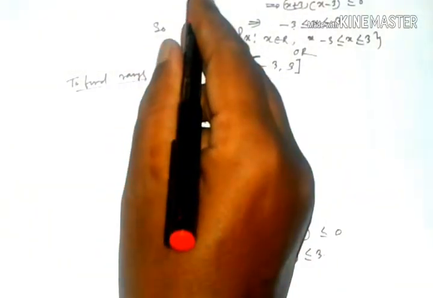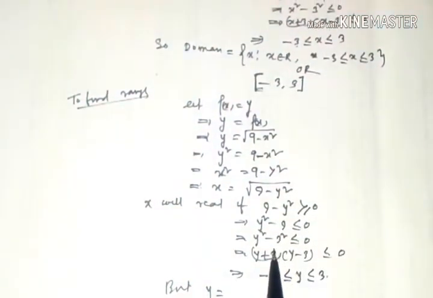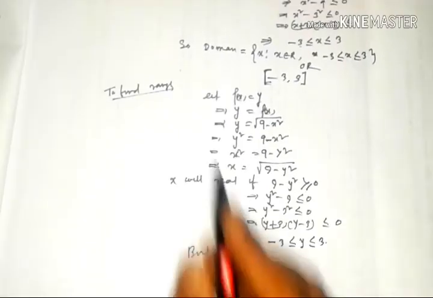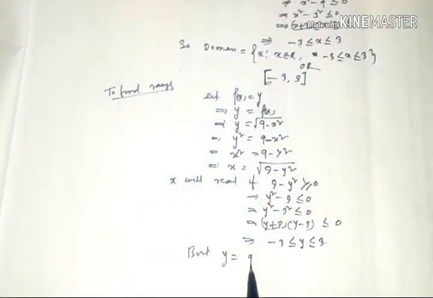But y is given as root over 9 minus x square. f(x) means y is equal to root over 9 minus x square, which is greater than or equal to 0. Therefore, negative values of y will be excluded.